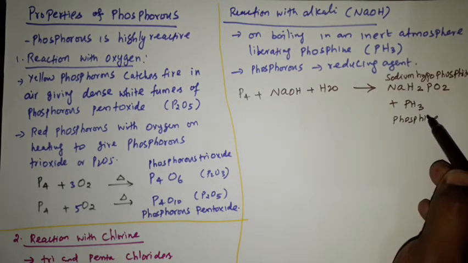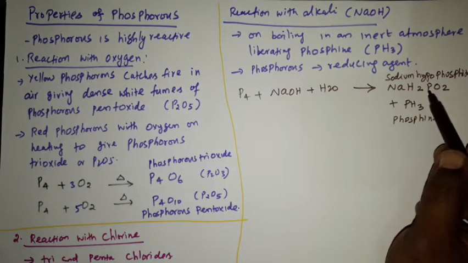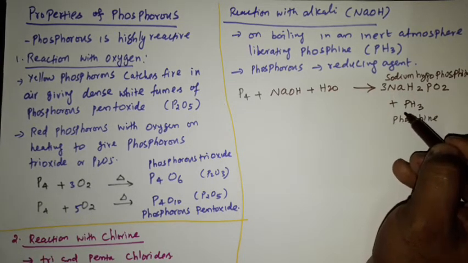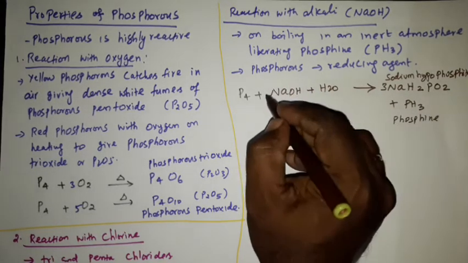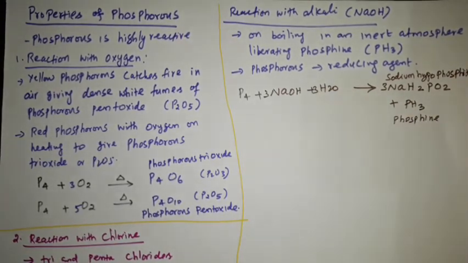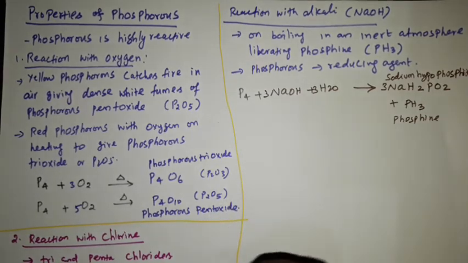Now balance the equation. Here there are 4 phosphorus, here 1 phosphorus, here also 1 is there. So put 3 here. Now 4 phosphorus balanced. Now sodium 3 NaOH, put 3 here. Now the equation is balanced. So that's all about the reaction of phosphorus with alkali. When phosphorus reacts with alkali, we get phosphine. Here phosphorus acts as a reducing agent. Clear?